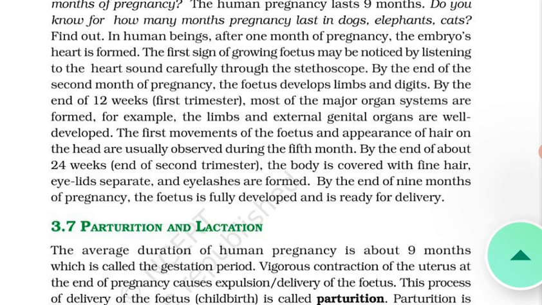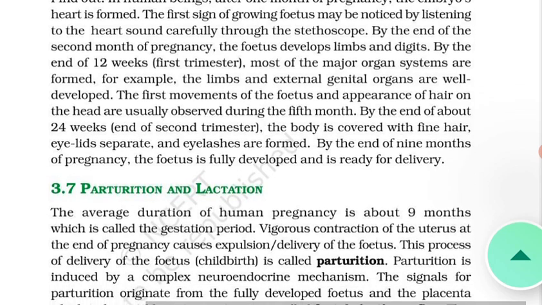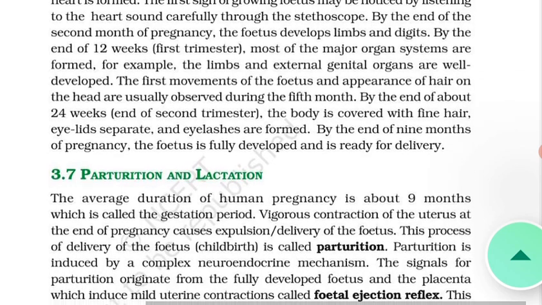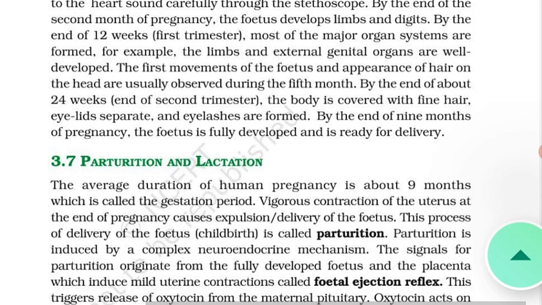By the end of 9 months of pregnancy the fetus is fully developed and is ready for delivery. Next is parturition and lactation. The average duration of human pregnancy is about 9 months, which is called the gestation period. Vigorous contraction of the uterus at the end of pregnancy causes expulsion, that is delivery of the fetus. The process of delivery of the fetus, that is childbirth, is called parturition.